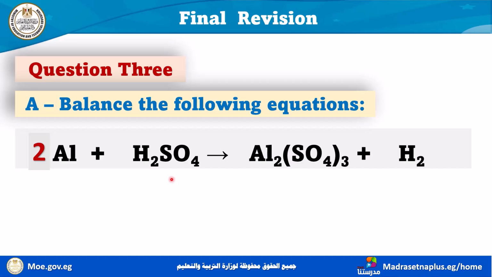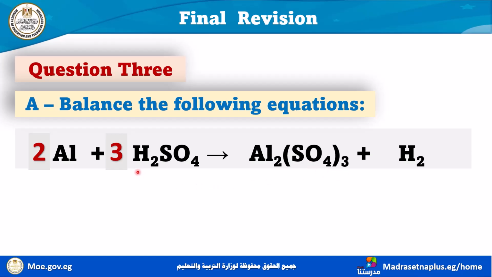So let's count the sulfate group. We have only one sulfate group in the molecule of sulfuric acid, but in aluminum sulfate we have 3 sulfate groups, so SO4 all 3. So we have 3 sulfate groups in the products. So we will write 3 before the sulfuric acid molecule. Now we have 3 sulfate groups in the reactants. We have 3 sulfate groups in the product.